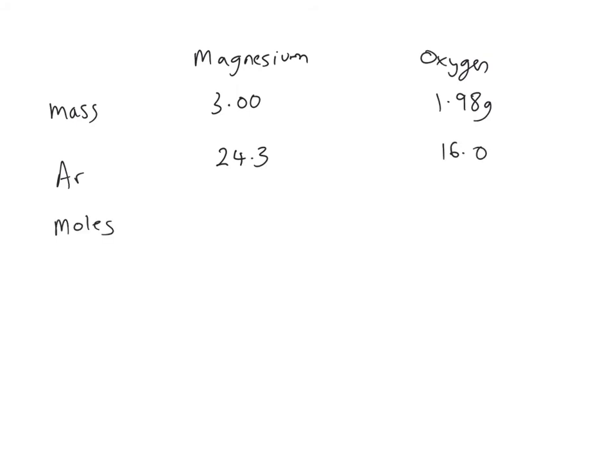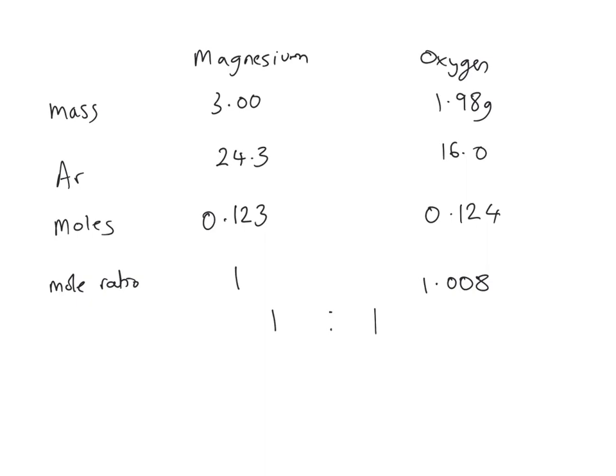The moles of magnesium, 3 divided by 24.3 gives us 0.123 moles. And for the oxygen, 1.98 divided by 16 gives us 0.124. Now, the mole ratio, when we divide by the smallest, we get 1 for the magnesium because that is the smallest. Then for the oxygen, we get 1.008 as our ratio. Now this is close enough to 1 to round down, and so we can say that the ratio is 1 to 1.